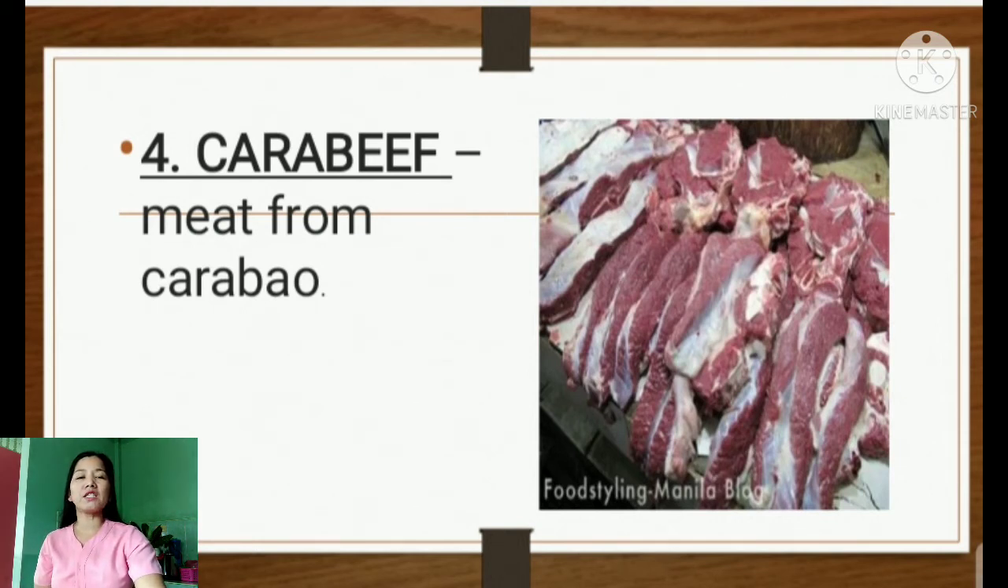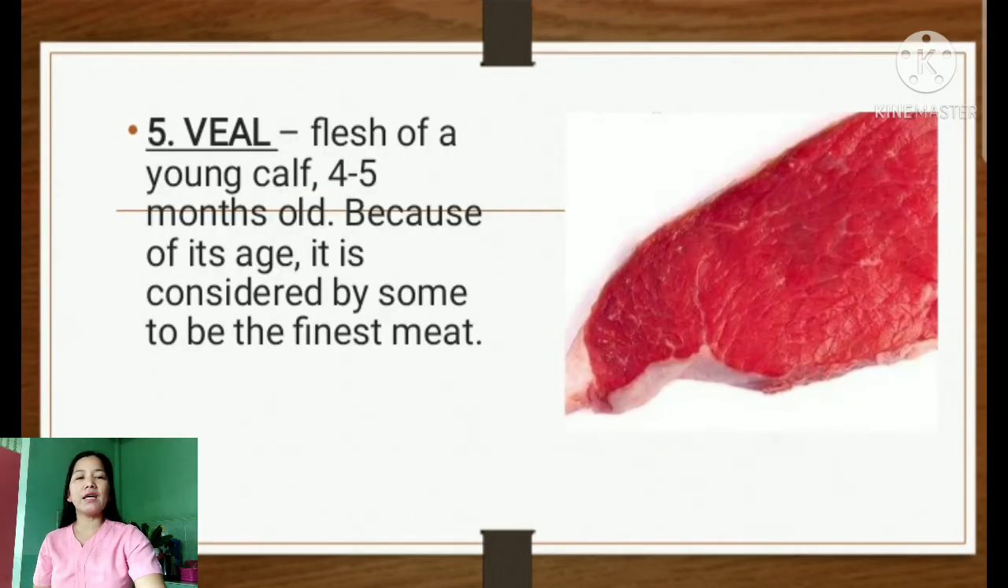Okay, number 5 is veal. Veal is flesh from a young calf, 4 to 5 months old. Because of its age, it is considered by some the finest meat. Karneng baka na batang baka, sa Tagalog ay guya. It is considered as the finest meat. Siyempre, mas mataas din ang presyo.